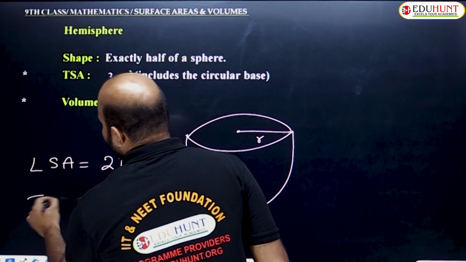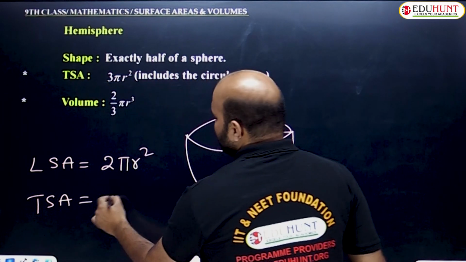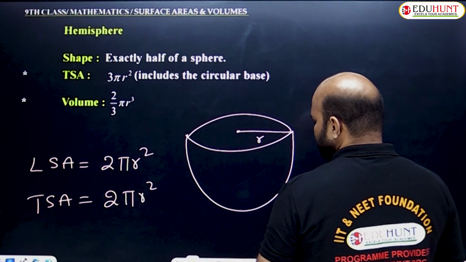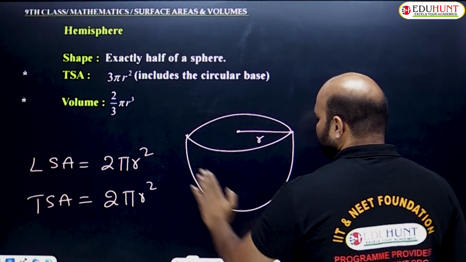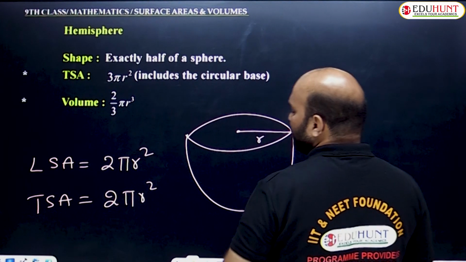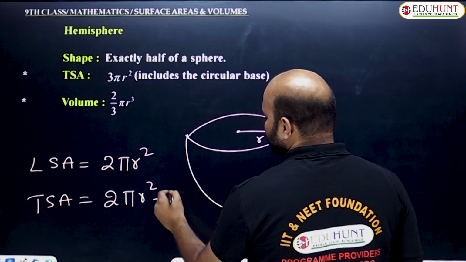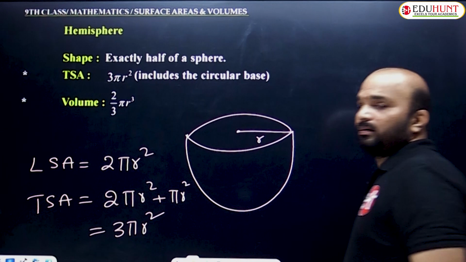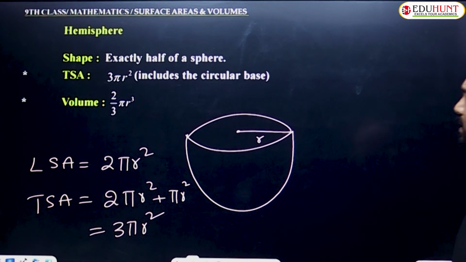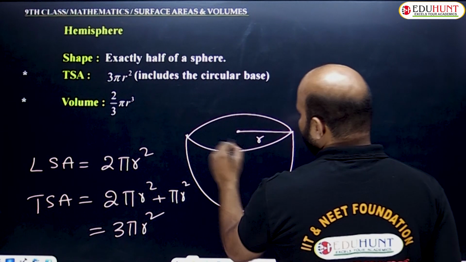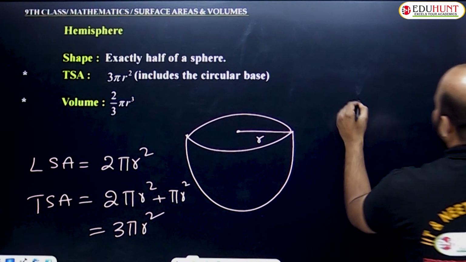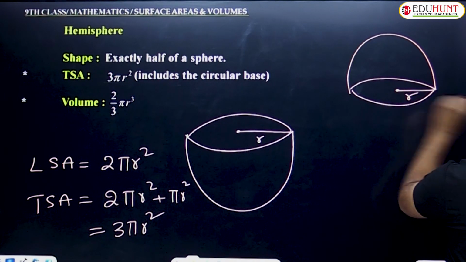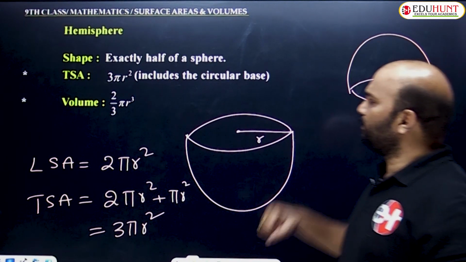So how do we get the total surface area? The lateral surface area is 2 pi r square, plus the upper surface area, which is a circle, pi r square. What is the total? 3 pi r square. So this is the formula for TSA, the total surface area. It includes the circular base. It can be drawn just like that. Half of the sphere is also a hemisphere. Am I clear?